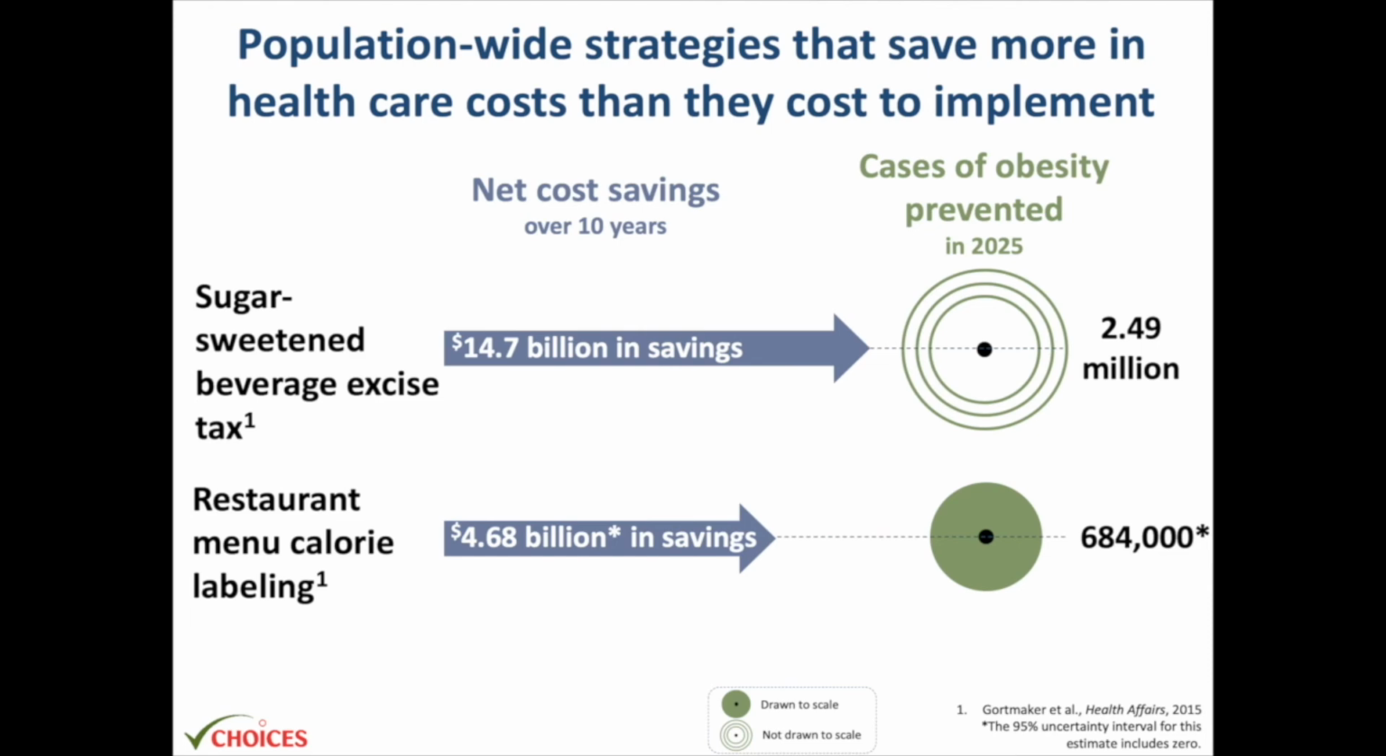So a couple of examples of strategies that are cost saving. First, a sugar sweetened beverage excise tax, and also a restaurant menu calorie labeling. So we found that a national sugar sweetened beverage excise tax could save almost $15 billion over 10 years. That's net costs. So that's after taking into account the costs of implementing the tax. What are the savings in healthcare costs averted compared to how much we would have spent without the tax? And we found that it could avert 2.5 million cases of obesity by 2025.